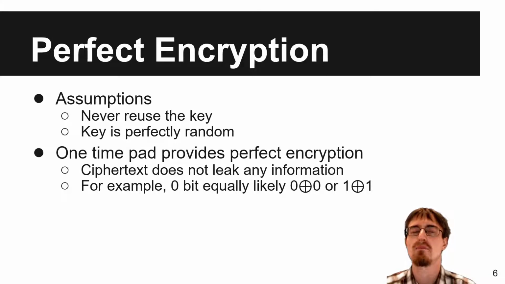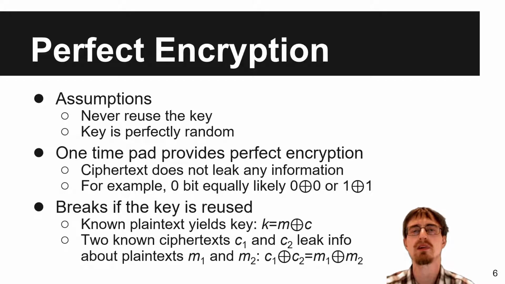For example, if we find that there's a 0 bit in the ciphertext, it might be equally likely 0 XOR 0 or 1 XOR 1. If we start trying to brute force the message, we will simply get back every single possible message. So the ciphertext does not give us any information about the original plaintext.